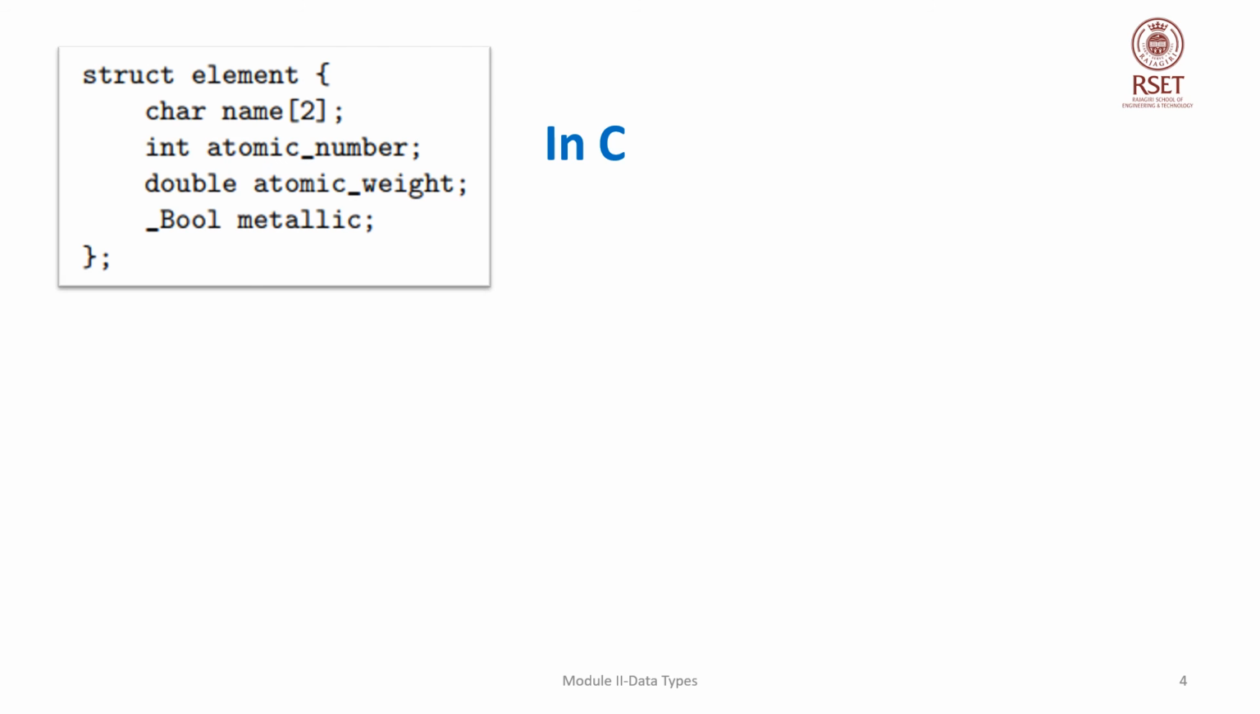Now in C, we can declare a structure, where the structure name is element. It has four components or four members: a char variable, an int variable, a double variable, and a bool variable. All are heterogeneous, and they are stored as a single unit called element. To access each individual component, we can use element dot name, element dot atomic number, element dot atomic weight, element dot metallic. That is the way we access.